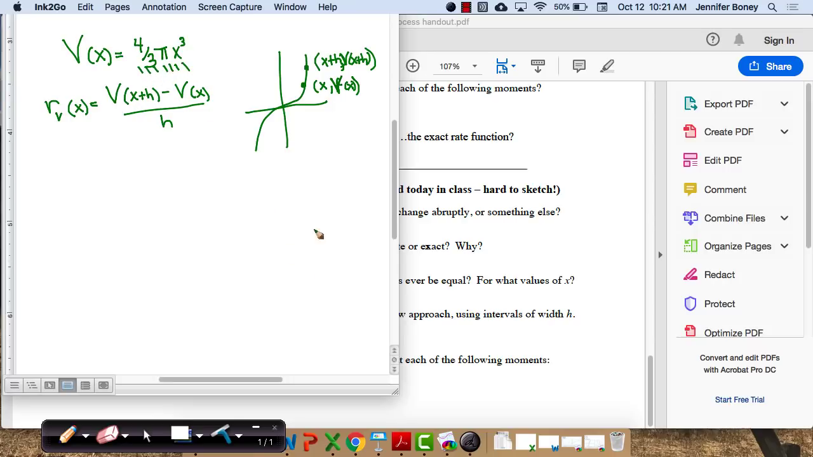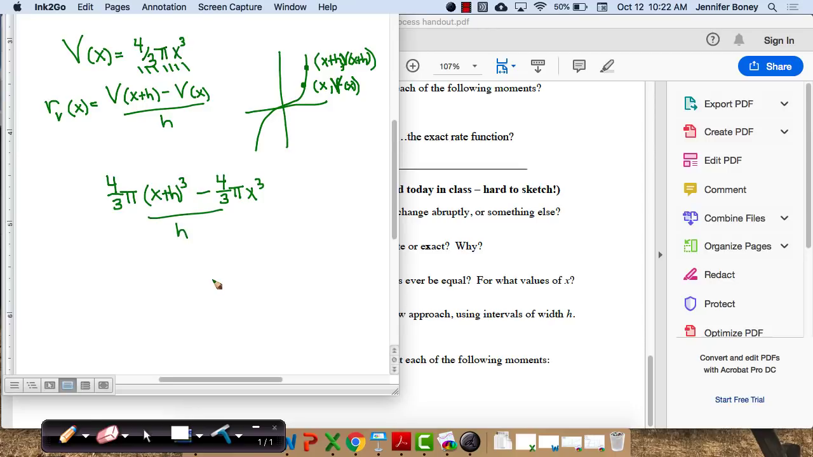So I've got 4/3 pi x cubed. That's V of x. The leading part of the numerator here is V of x plus h. So just keep in mind that's 4/3 pi times, this means replace the independent variable x with x plus h. So I'm going to have 4/3 pi times x plus h quantity cubed, minus 4/3 pi times plain old x cubed, V of x, all over h.